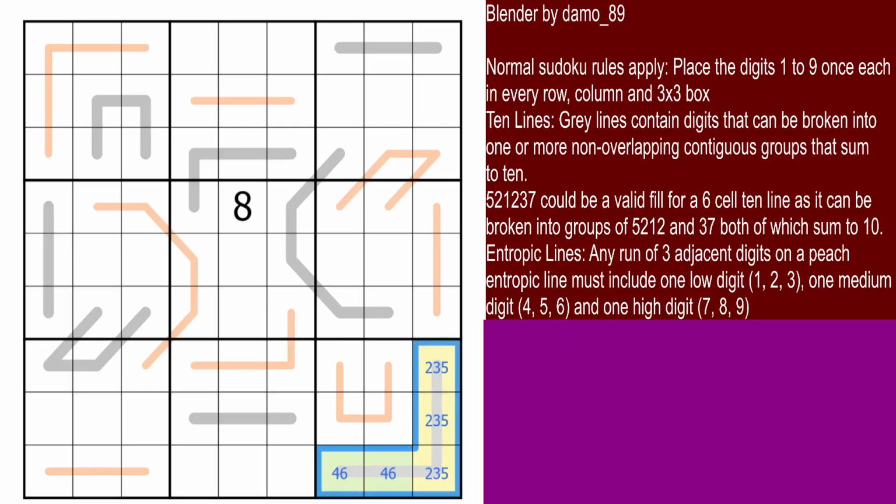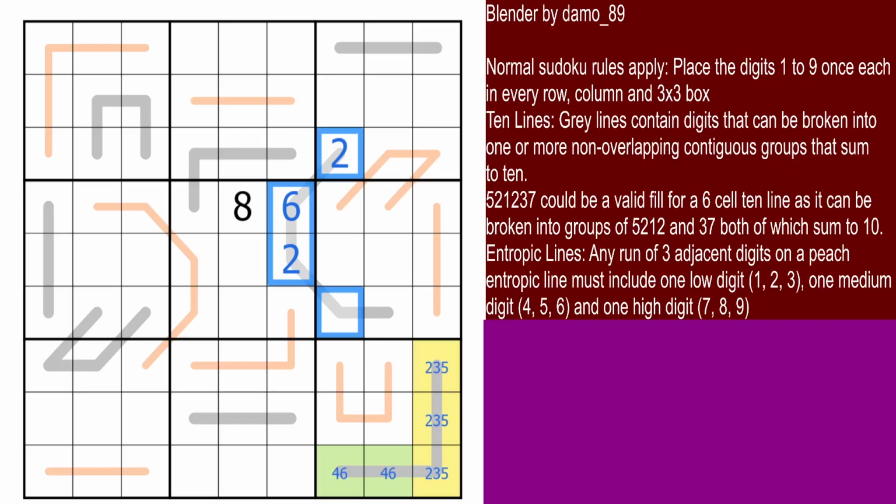And the digits can repeat. You can have 5, 2, 1, 2. So here, let's say this digit is 2, then this could be 2, and this could be 6. Something like this is possible, because then again 2, 6, 2 sums to 10. So that's how these sum 10 lines work.